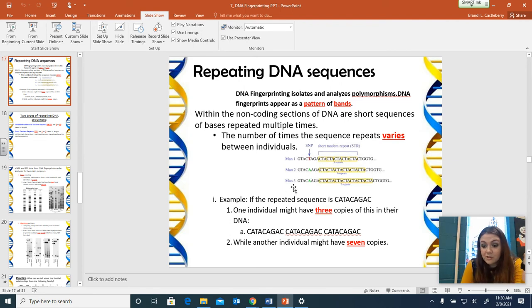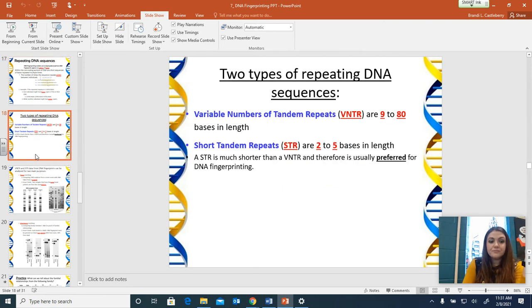And the third man, they still look for CTA. They're looking for that same code, CTA, CTA, CTA, but this time it's repeated 7 times. So that is what's different. They both have the code, but it's repeated a different number of times. So for example, if the repeated sequence is CATACAGC, okay, that's a long code, but if that's what we're looking for, we're going to look for that exact same thing to be repeated over and over down your DNA strand. One individual might have that same thing repeated 3 times, like this one, boop, boop, boop, repeated 3 times, whereas another individual might have it repeated 7 times, making them have a different DNA sequence than you.